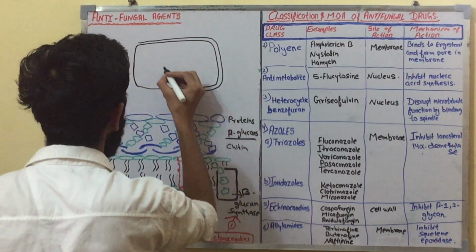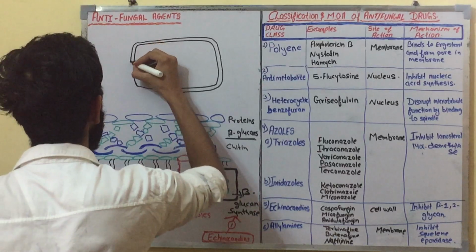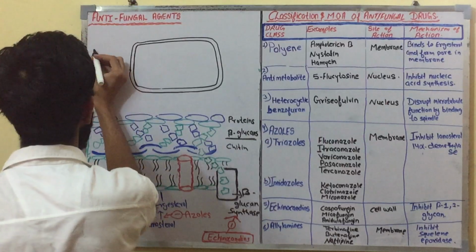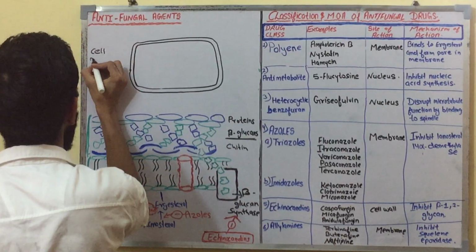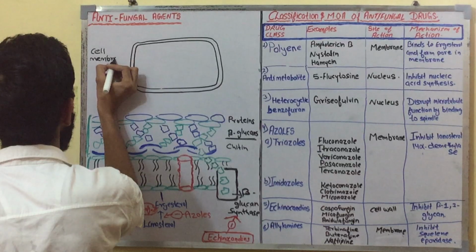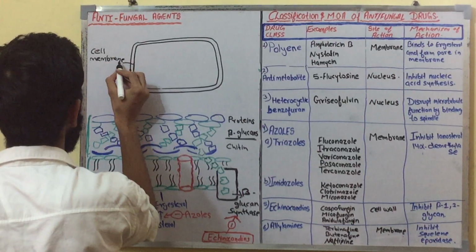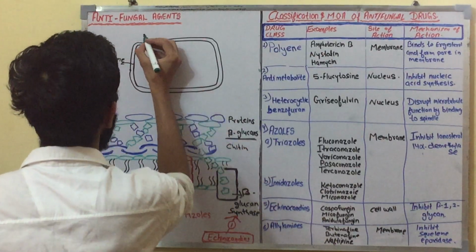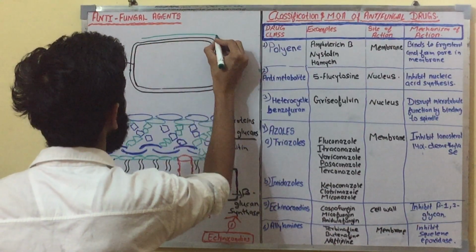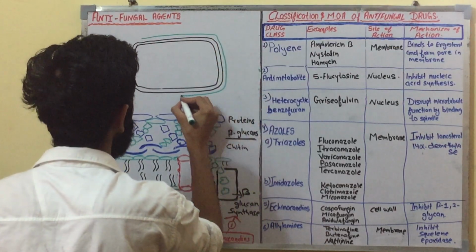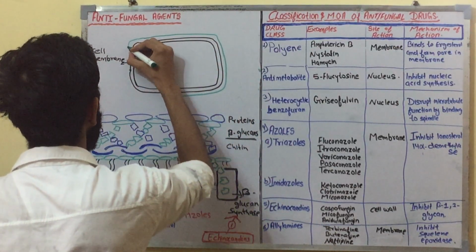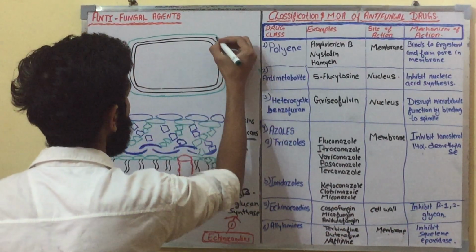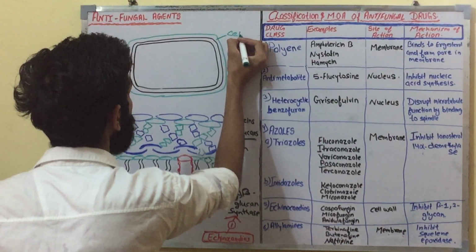The fungus cell has two layers. This is the first layer, which is known as the cell membrane, the cell membrane of the fungus. And after that, this one is the second layer of the fungus cell. This second layer is known as the cell wall.